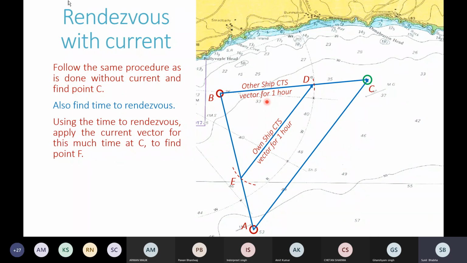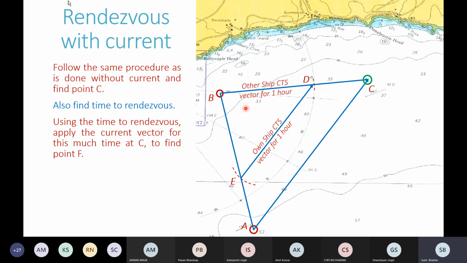Once we have the time for us, we need to calculate what is the drift of the current for that particular time. Let us say, let's assume for making the question simple, that our rendezvous time comes to 3 hours. From this triangle ABC, the rendezvous time comes to 3 hours. So we are given the set and rate of the current. We find out what is the drift of the current in the 3-hour period.